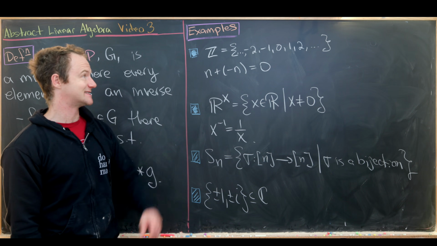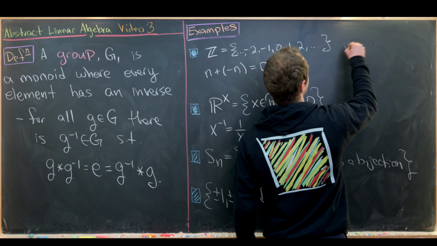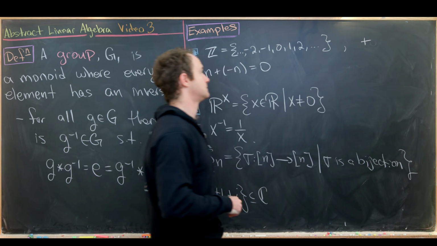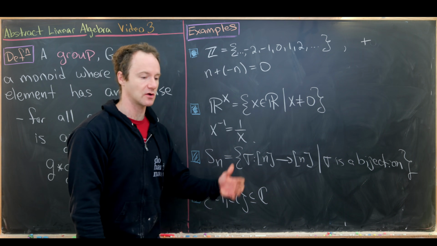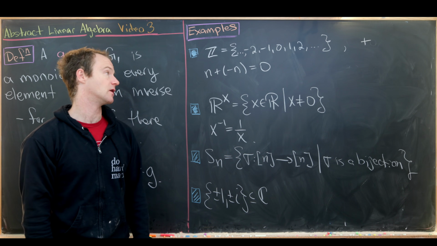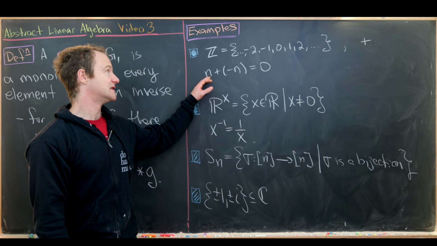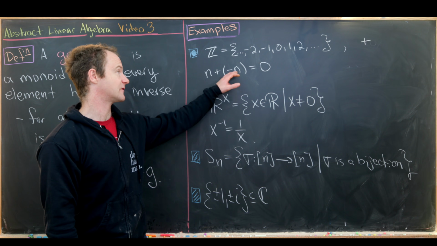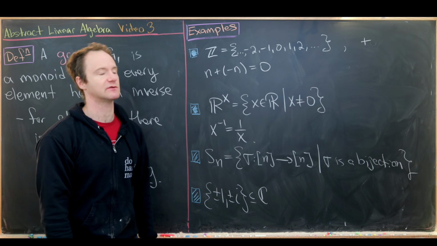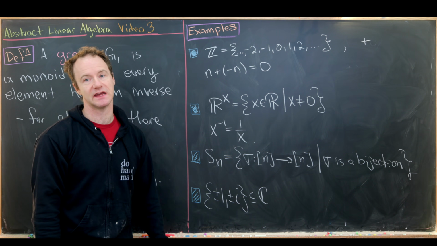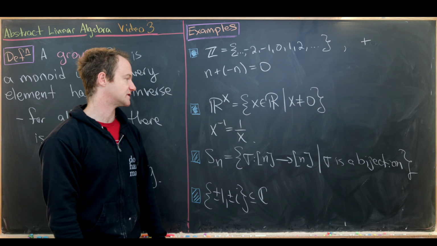So the first is the set of integers, and I guess I should say here, my operation is addition. So you can easily check that we have associativity here, we have an identity here, which is 0, but we also have inverses. Notice that any integer n has an inverse, which is the negative of itself. So n plus negative n is equal to 0. So for instance, 3 plus negative 3 is equal to 0. So 3 and negative 3 are inverses.